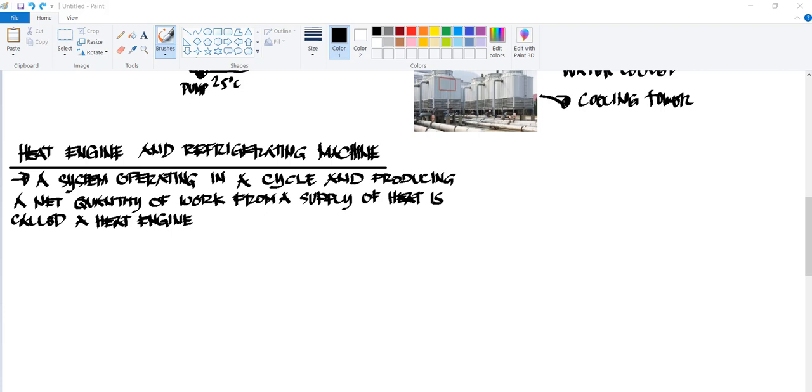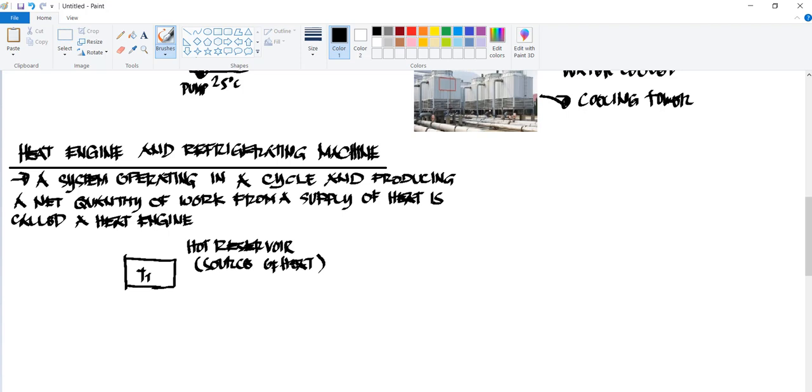So let's go to heat engine and refrigerating machine. A system operating in a cycle and producing a net quantity of work from a supply of heat is called a heat engine. Now, a representation of a heat engine: if you have a temperature T1 here, this becomes your hot reservoir, or what we call the source of heat.